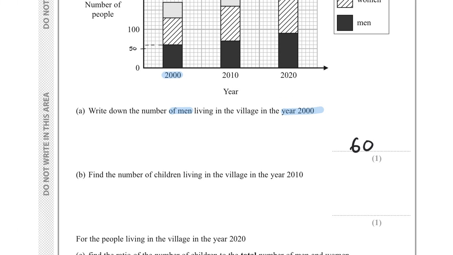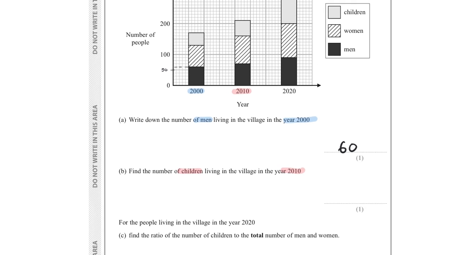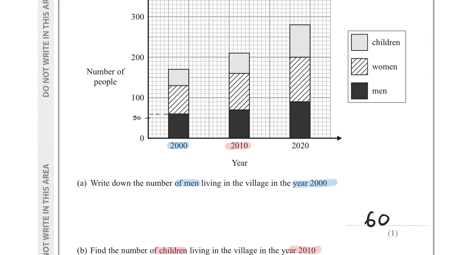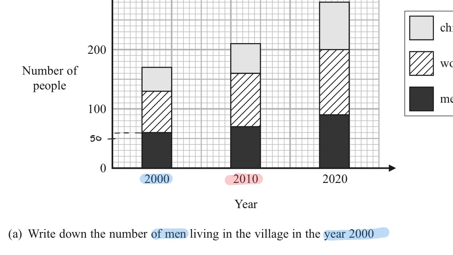Okay, then it says find the number of children living in the village in 2010. So we're looking at the children this time and 2010. So 2010 is here. And the children is at the top. However, it's not telling us that there are 210 children. That's not the case. There's 210 people. It says people, doesn't say children. So we need to find out how big this chunk at the top is.